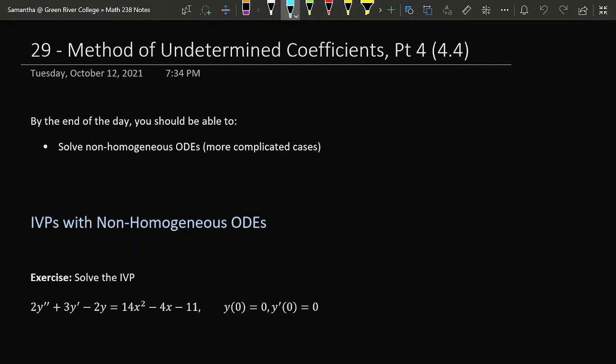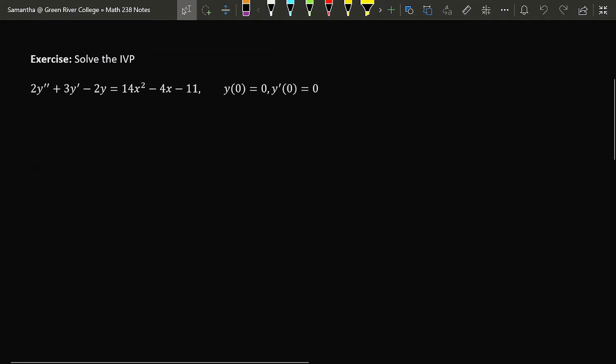So today we conclude talking about method of undetermined coefficients by talking about some of the most complicated versions of these questions, which require us not only to solve the ODE, but to also find the solution which satisfies some initial value problem. For example, here we have an abstract problem that asks us to solve the initial value problem 2y double prime plus 3y prime minus 2y is equal to 14x squared minus 4x minus 11.